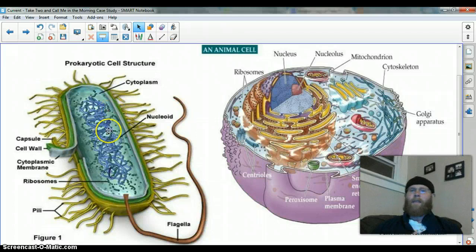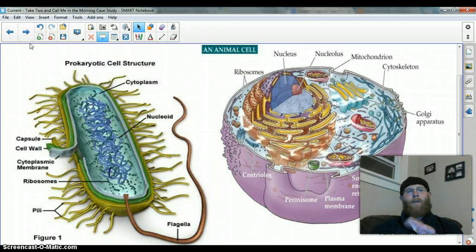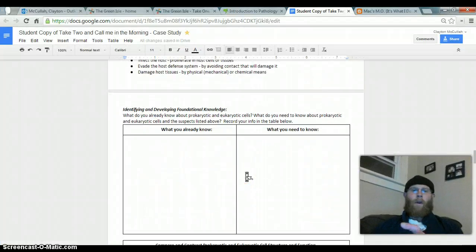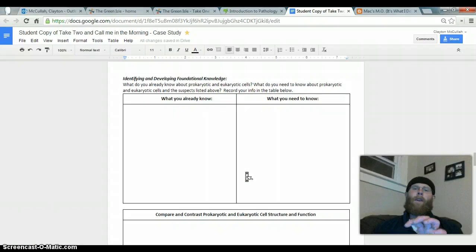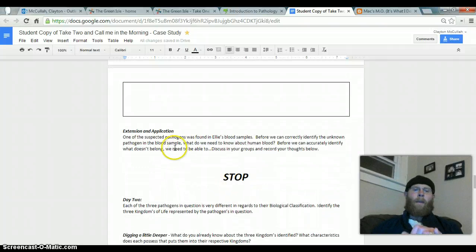What their purpose is? If not, you're going to need to bone up on that stuff, because if you don't understand this basic general function of cells, you're going to have a hard time with the more complex things later on. All right. So again, that's what you're going to be doing on this part of the case study: boning up, finding out where you're at as far as your knowledge of the differences between prokaryotic and eukaryotic cells. Then you're going to move on to this extension and application.